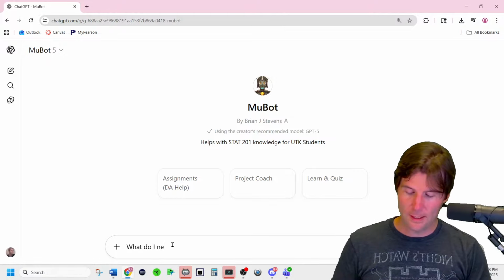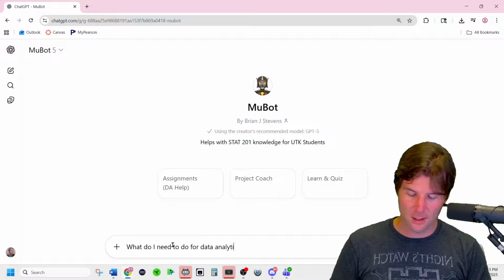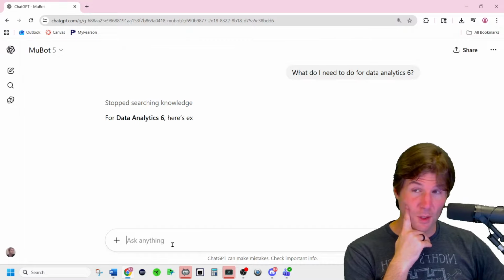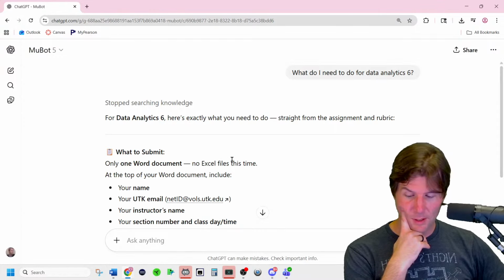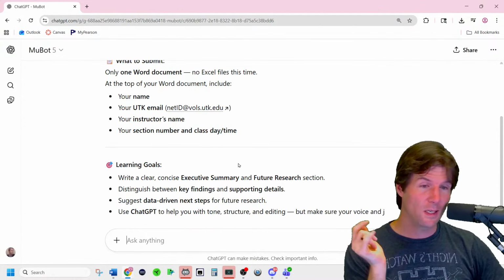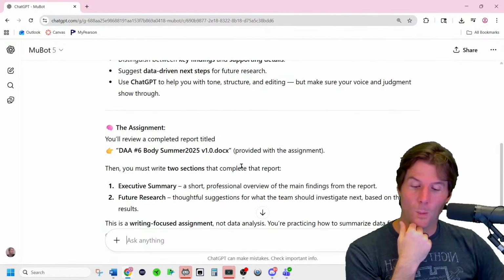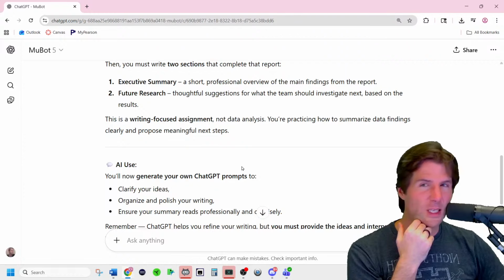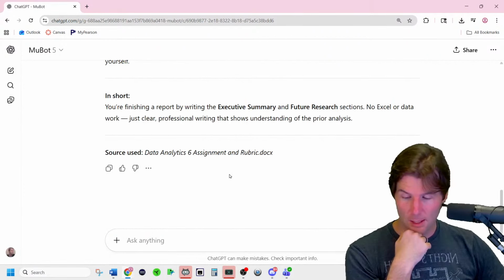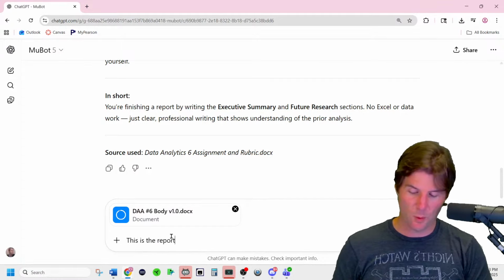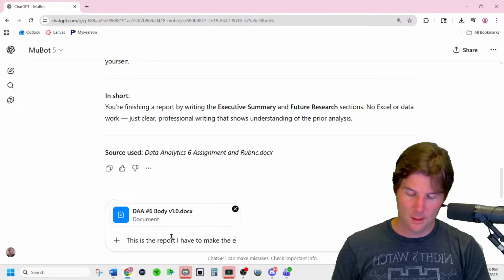What do I need to do for data analytics 6? Okay. He should know. He should say executive summary, future research. Okay, here he's saying all that. Look at this, he knows data analytics 6. He's going over it right here. So let's upload this. I don't think he has that document, so we probably give him that document. I'm uploading the document that we have. Okay, so I've got the document here to be uploaded, and I'll say, this is the report I have to make the executive summary for.